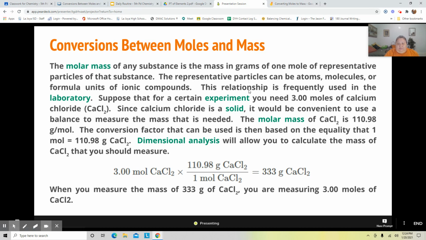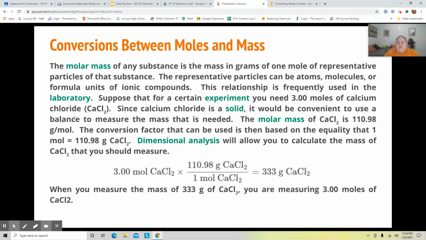This relationship is frequently used in the laboratory. Suppose that for a certain experiment you need 3 moles of calcium chloride. Okay, so they're already doing a sample problem. They're telling you that molar mass changes grams to moles of whatever compound you're talking about. If you're talking about a molecule, atoms, or formula units, it's just a type of compound. Don't get yourself confused with that, okay?